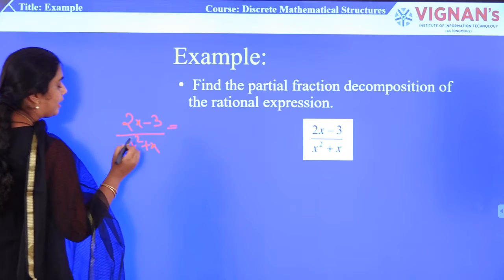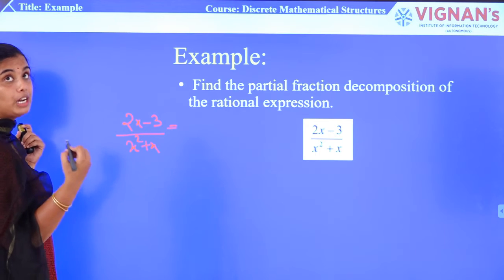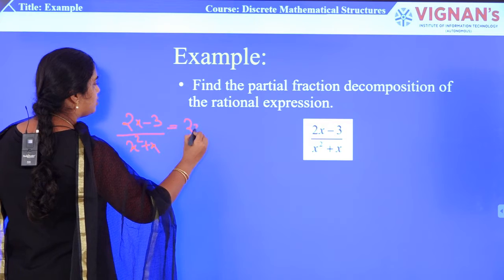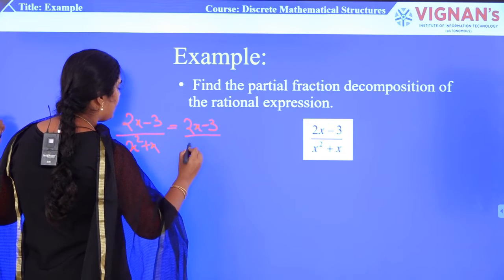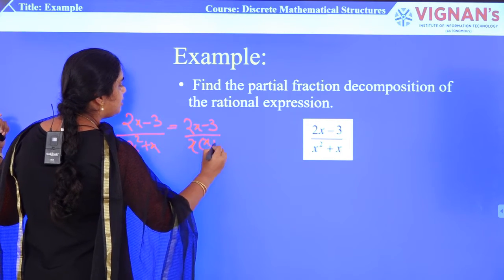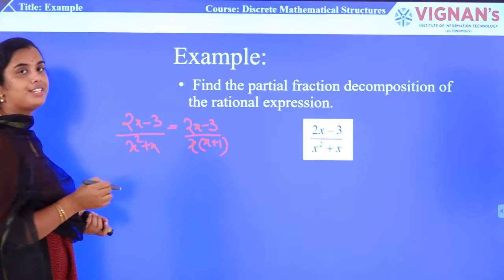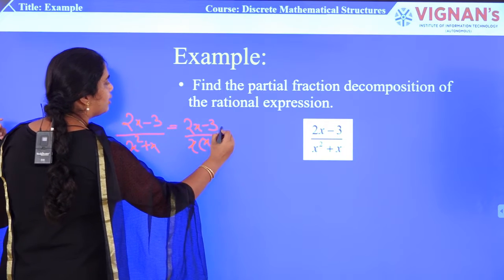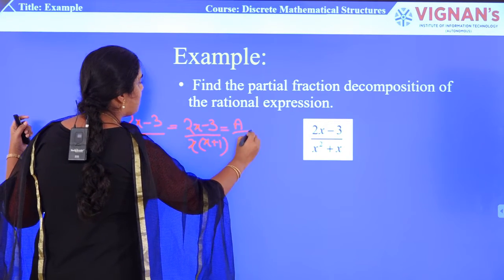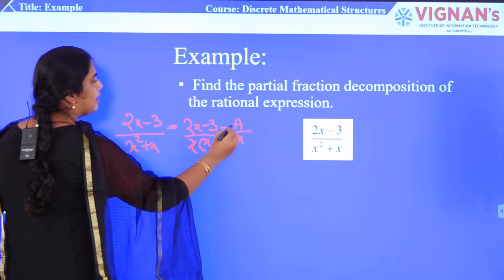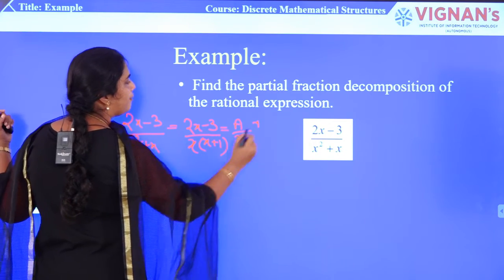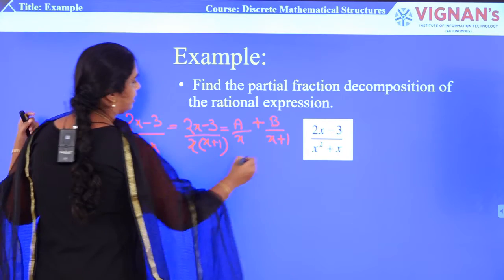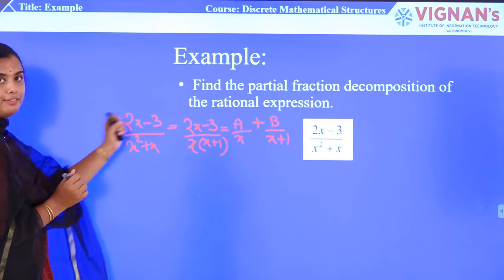So for this, according to the steps of the method of decomposition, first I need to write the denominator in the form of factors. So it will be (2x minus 3) by x into (x plus 1). These are the factors which are obtained. Now, according to the second step, I need to write this as A by x, the first term, plus B by the second factor, x plus 1. This is the form we are getting.